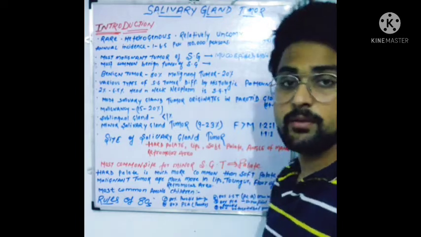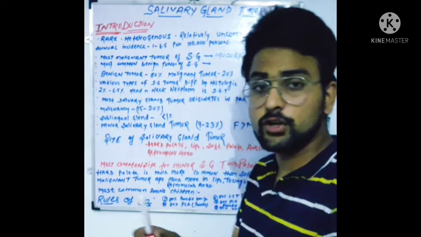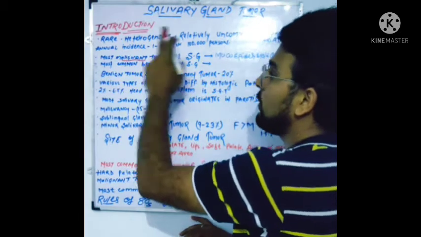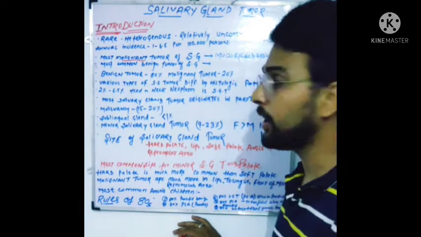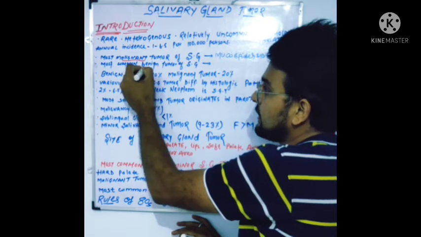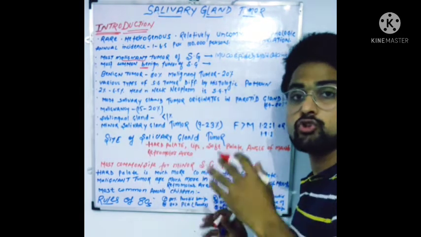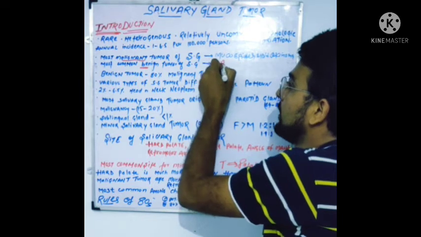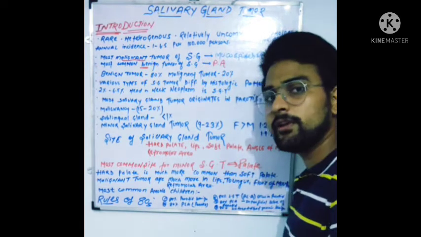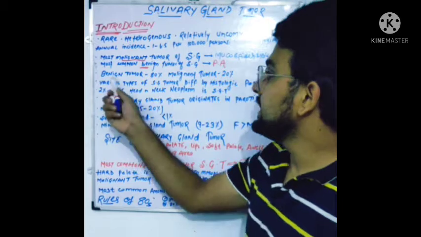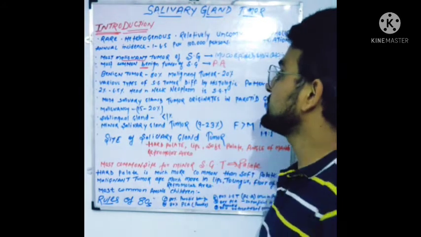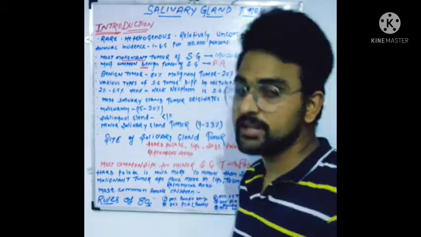Then the most common benign tumor. Remember the two words. Malignant is mucoepidermoid. M for malignant, M for mucoepidermoid. Then the benign tumor: the most common benign tumor is pleomorphic adenoma, PA. Pleomorphic adenoma. Then the benign tumor is approximately 80%, while the malignant tumor is 20%.